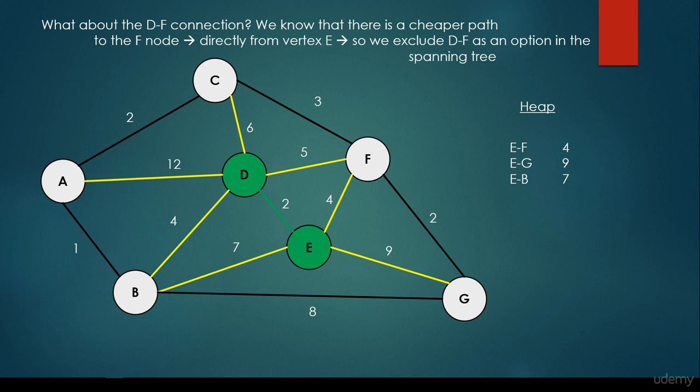Okay, then we keep visiting the neighbors of D. And from now on, it's going to be different from the lazy implementation. So what about the D-F connection? We know that there is a cheaper path to the F node, because going directly from the E vertex is going to cost 4, but going from the vertex D is going to cost 5. So we exclude the D-F edge as an option in the spanning tree. I'm going to mark it as red.